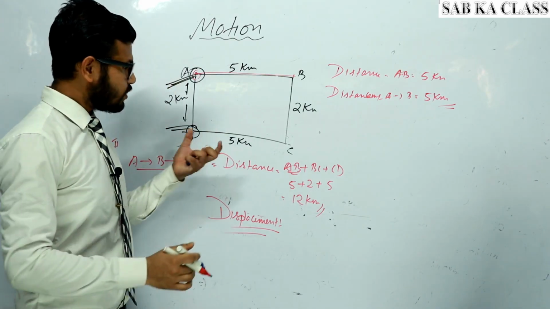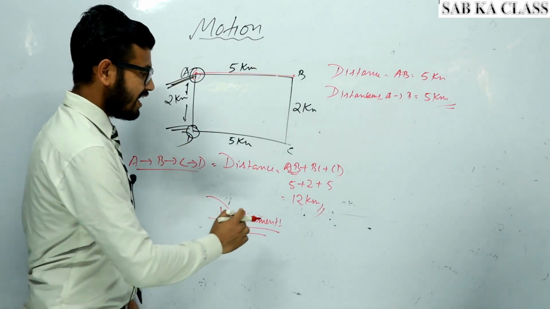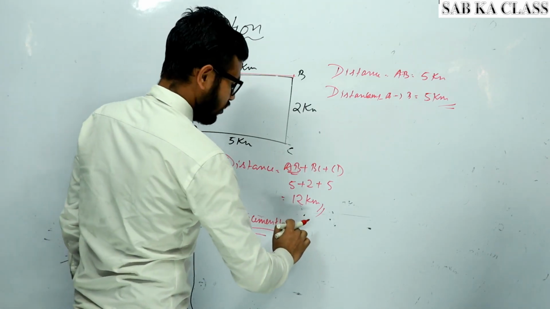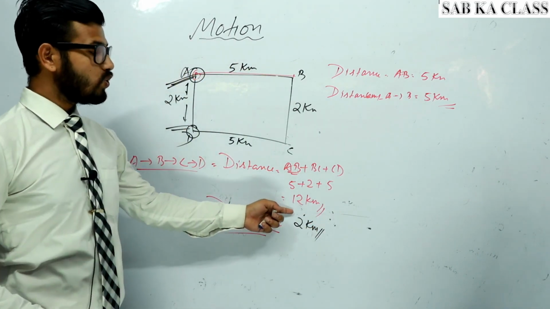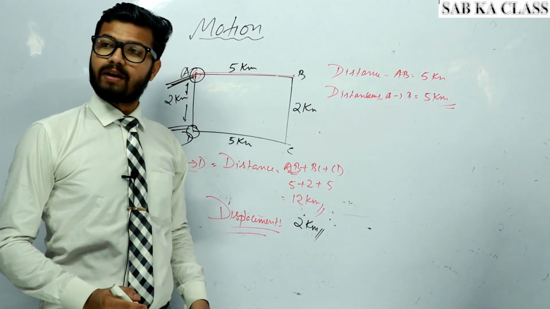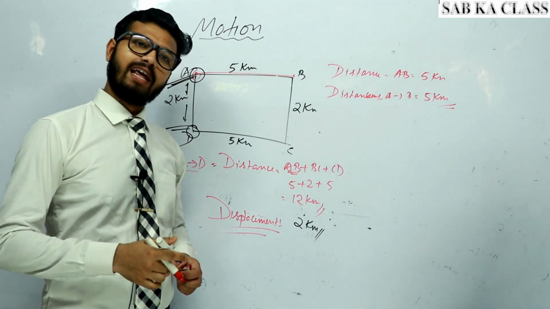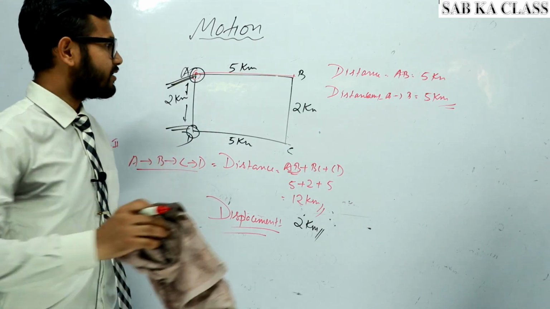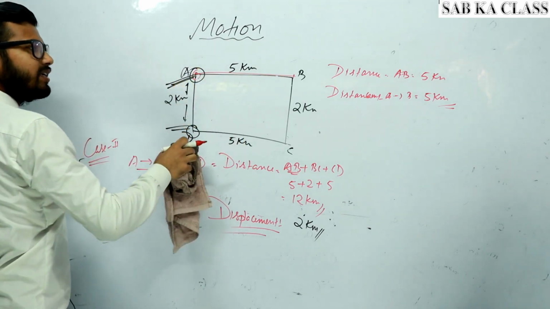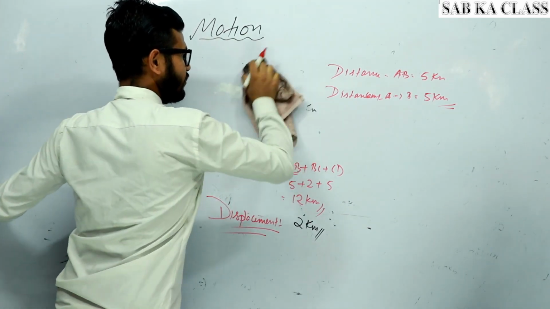Clear or not? This is what the displacement actually means. In this case, the displacement is only 2 kilometer. I hope it is clear. You can see the distance is 12, but displacement is 2. Clear? Let me give one more example. Shall I give you one more example? Yes. Okay. Fantastic. Look here, my dear. Very interesting. Okay. Very good.